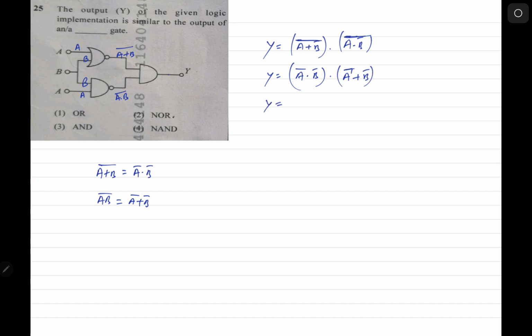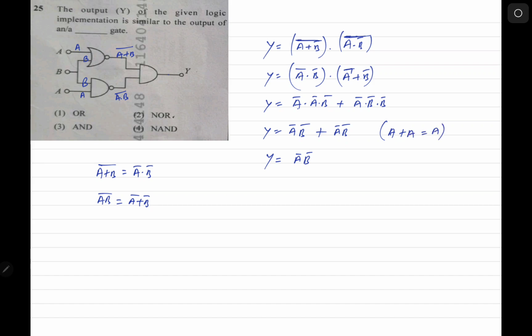Now just multiply it, open the bracket, A bar dot A bar, B bar plus A bar B bar dot B bar. Now A bar dot A bar is nothing but A bar only. A bar B bar plus A bar B bar, and this is again A bar B bar. A plus A is equal to A only.